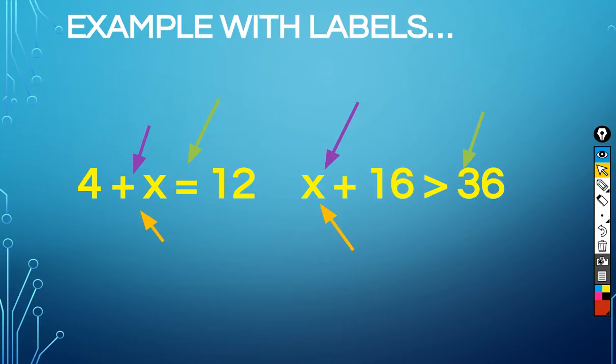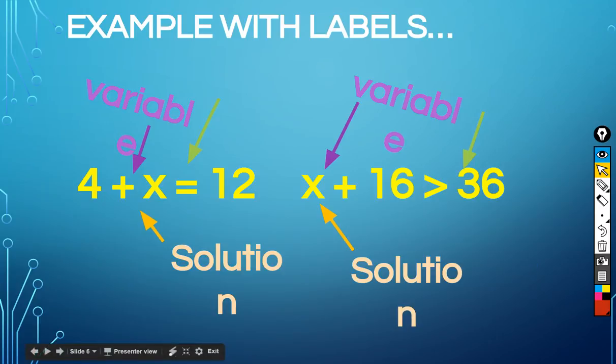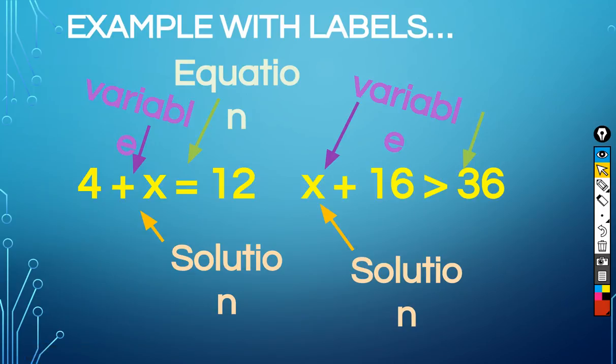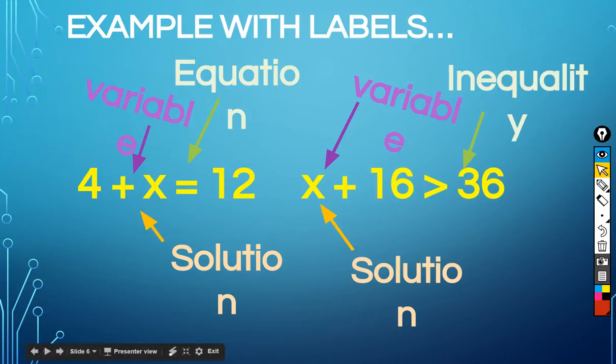So here are the answers right here. The purple one is a variable. It's supposed to be pointing at x on the left one. And a variable is also the solution. And then this is an equation because it's pointing at an equal sign, or it has an equal sign. And then the right one is an inequality because it has an inequality symbol.